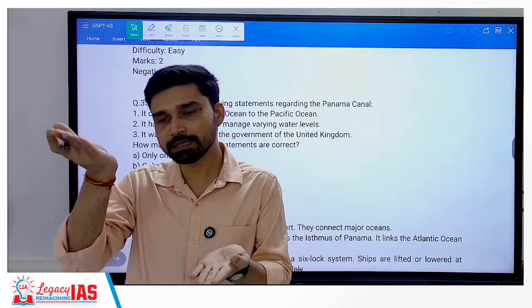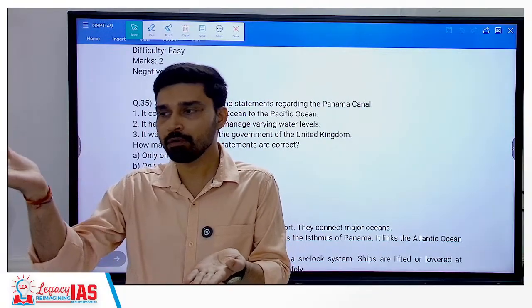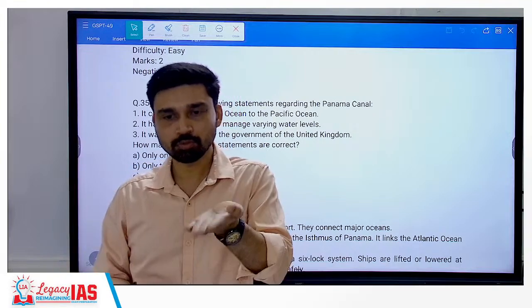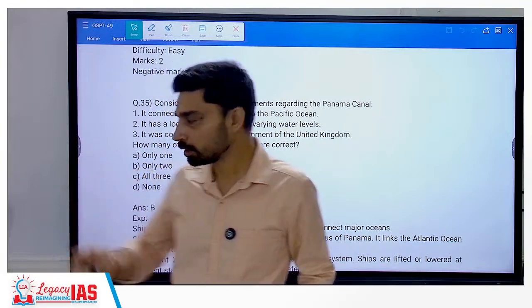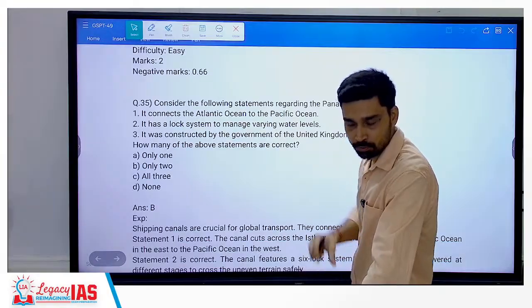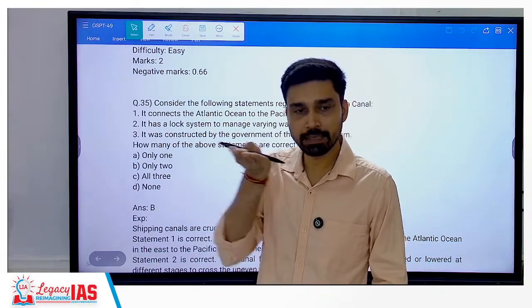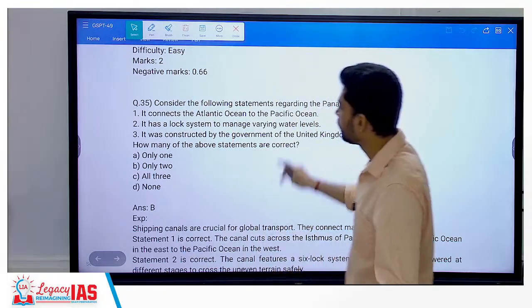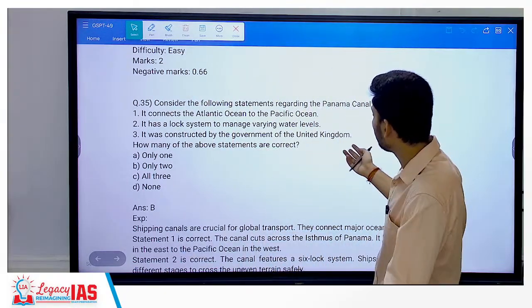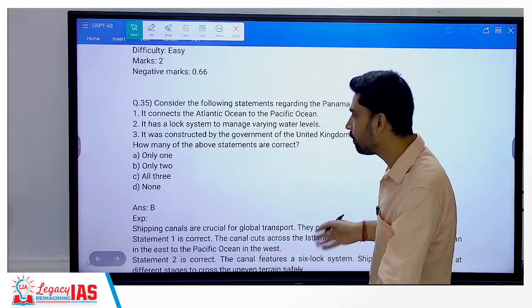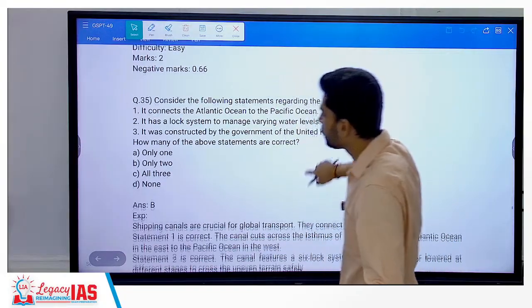So if it is like this, and in between you have a landmass, how do you bring a ship from this to this? You need to rise the level of the water. That is called the lock system. So when the ships enter the canal, the water level is raised. Gradually they rise and enter into the higher elevation area. So that is correct. Constructed by which country? Not UK, United States of America. So only 2, B is the right option.